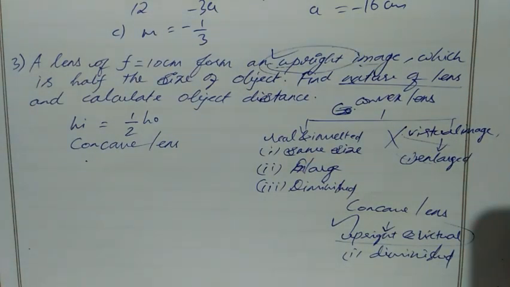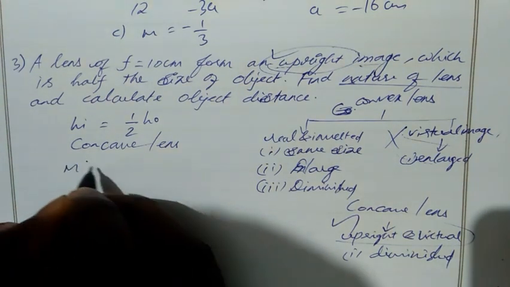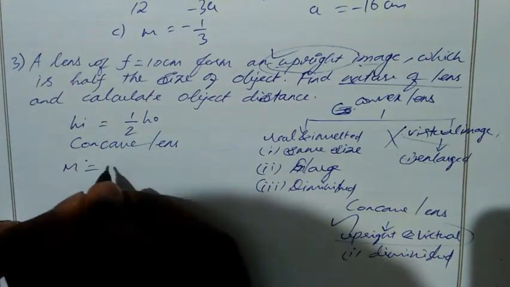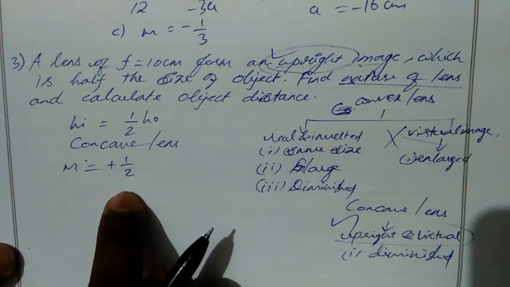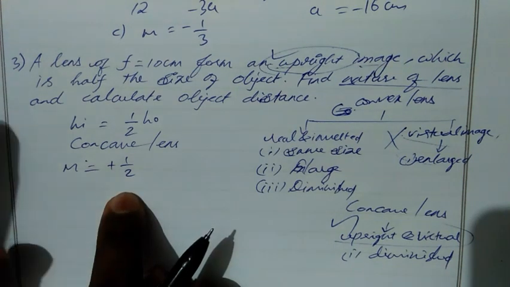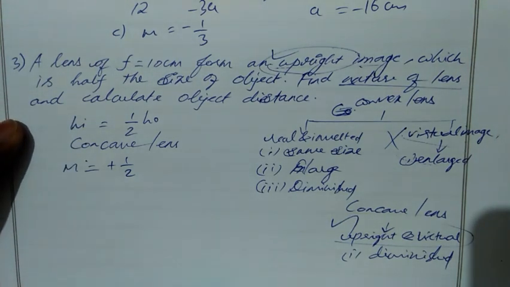Then we have to calculate object distance also. How to calculate object distance? The same method which we used in previous cases. M equal to plus half. Why do we put plus here? Because for concave lens, both image as well as object are on the left side. Both are above the principal axis.